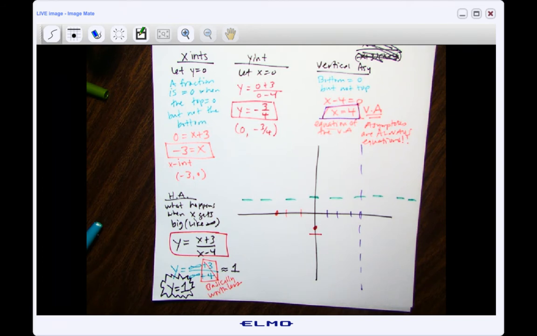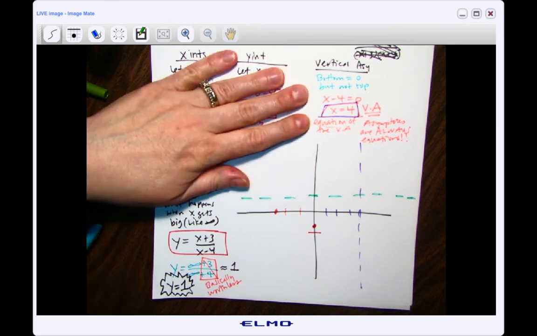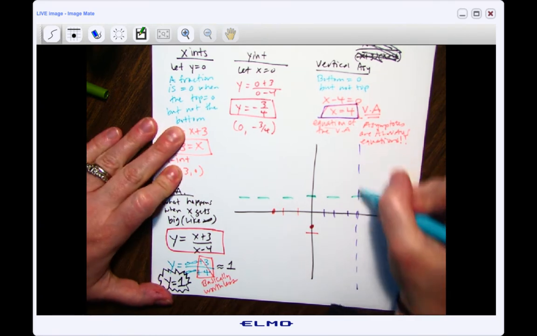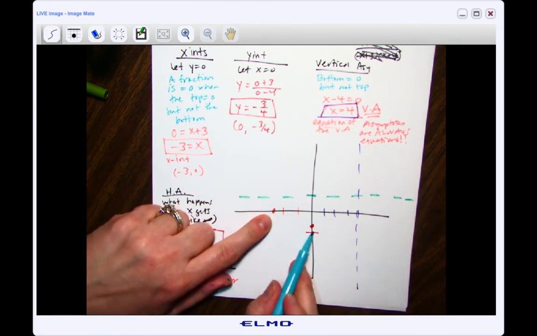Okay, and now remember, because these are asymptotes, right? Horizontal asymptotes mean as x gets really big, y has to get close to the number. And vertical asymptotes, as y gets really big, x has to get close to the number. So we already have some clues as to what's going to happen here.